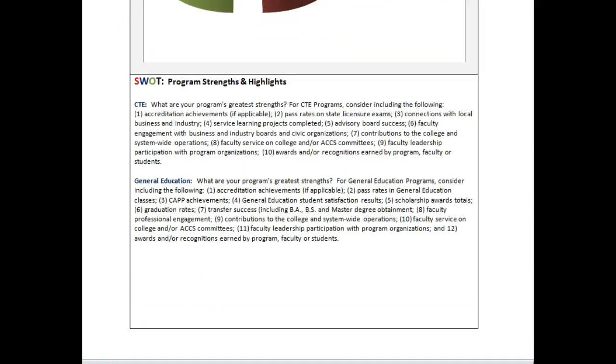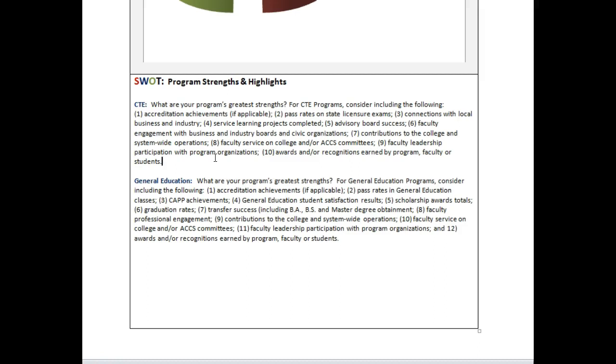And again, it's very detailed. There are 10 specific questions that each area, whether it's CTE or Gen Ed, should answer. I'm not going to go through all of these. You can see them clearly. We're looking at pass rates if they're applicable to you on your licensure exams. We're looking at connections with local business and industry for CTE, service learning projects, advisory board success. How often do you meet with your advisory boards? Attach those minutes if you can. Hopefully you should have all that.